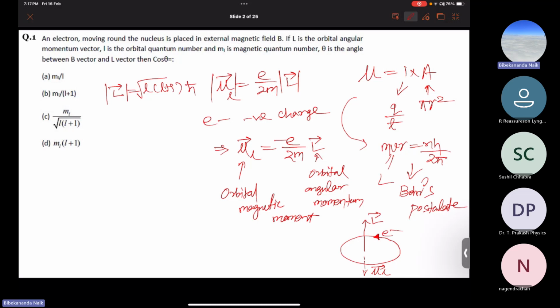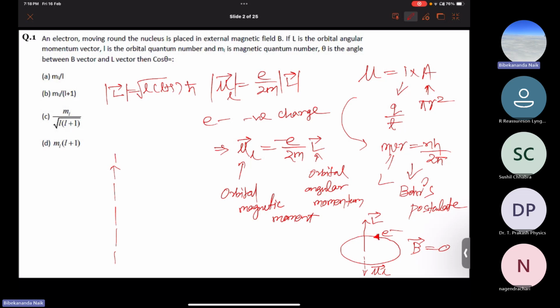And when the electron is placed inside a magnetic field, what will happen? Now here there is no B field, so B vector is 0, but when there is a magnetic field, suppose this is the direction of the magnetic field. Can you all see what I'm writing? Can you all see it clearly? Yes, sir. Yes, we can.